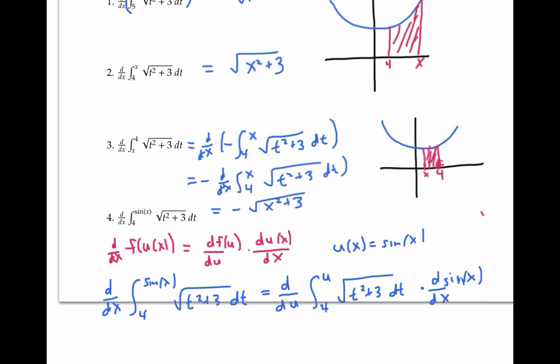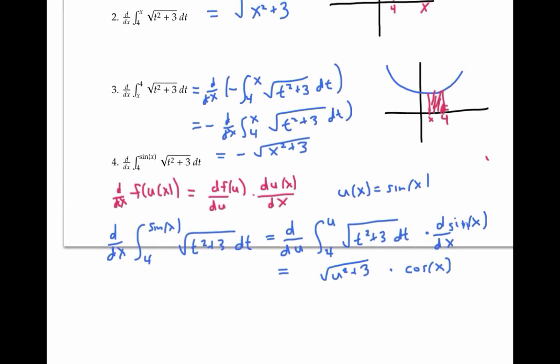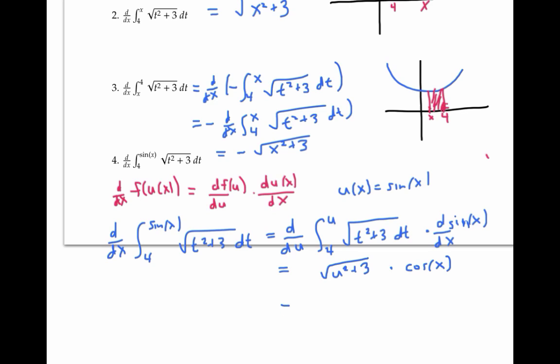We can apply the fundamental theorem of calculus to calculate the first derivative. By just plugging in u for t, we get the square root of u squared plus 3. And then the derivative of sine x, of course, is just cosine of x. Since we want our final answer to be entirely in terms of x, we can rewrite this as the square root of sine x squared plus 3 times cosine x, or just the square root of sine squared x plus 3 times cosine of x.